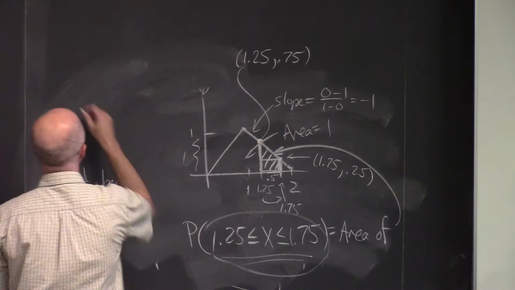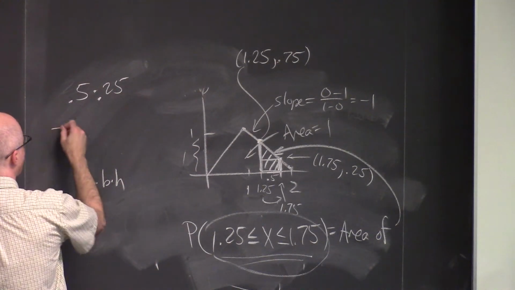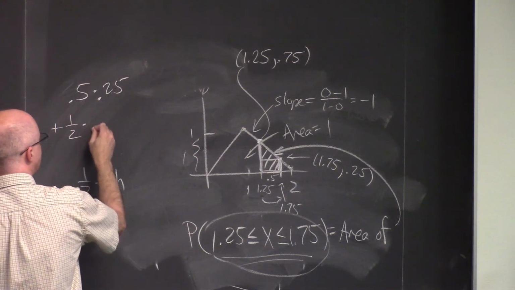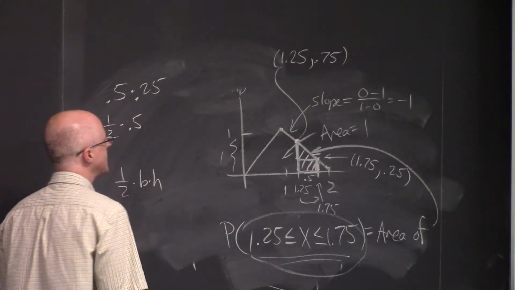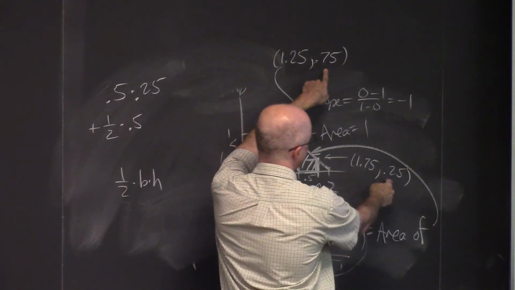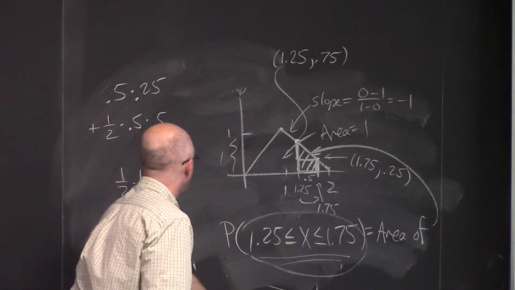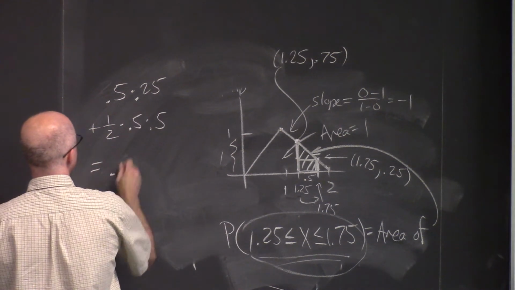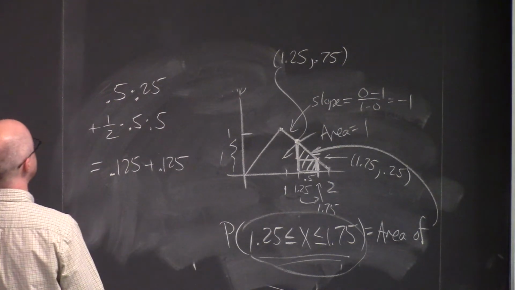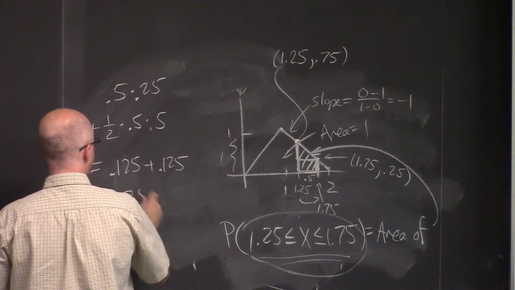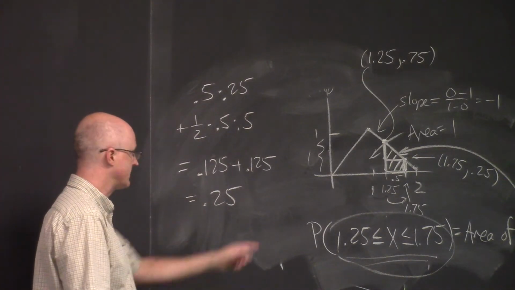The area of that rectangle is 0.5 times 0.25. And the area of the triangle is 1/2 base times height. The base is still 0.5. The height of this triangle right here is the distance between these two numbers, which is 0.5. So the total area of the trapezoid, 0.125 plus 0.125, it looks like. Yes, double check. The area of that trapezoid is 0.25, 1/4. So that's your estimate for the probability.